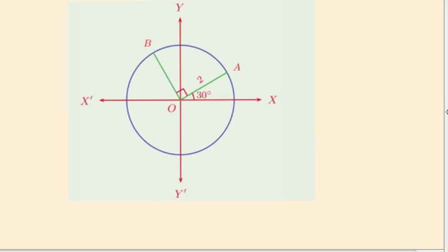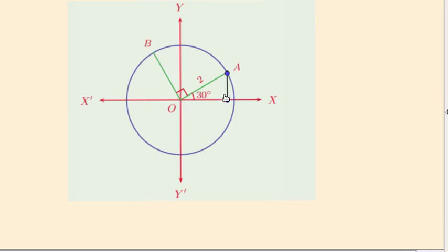Next question, question number 6. A circle is given. Here OA, OB. You have to find the coordinates of A and B. What you have to do? First you draw a perpendicular from A to the x-axis. You draw the perpendicular line.